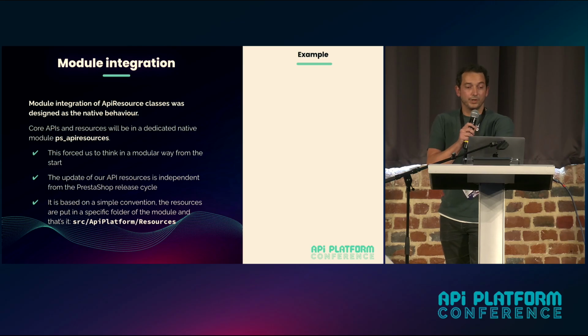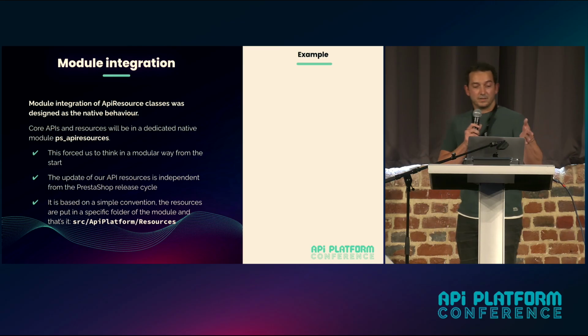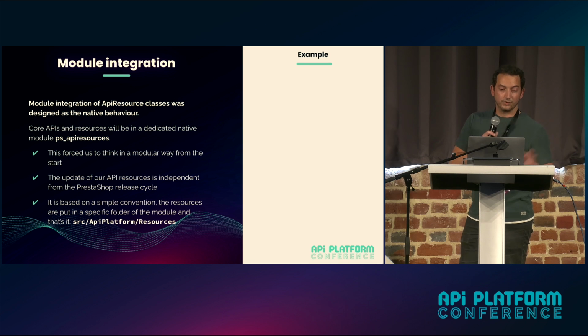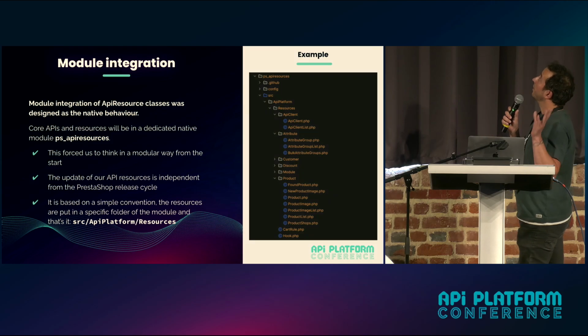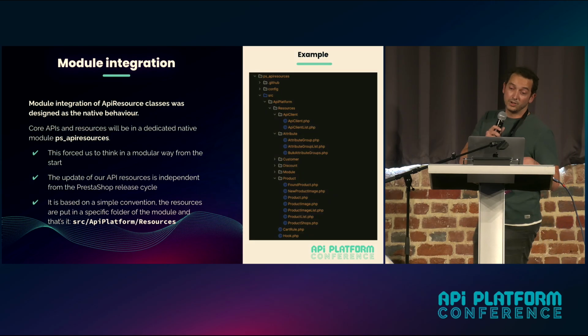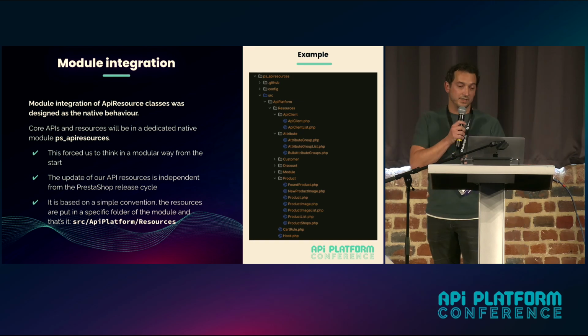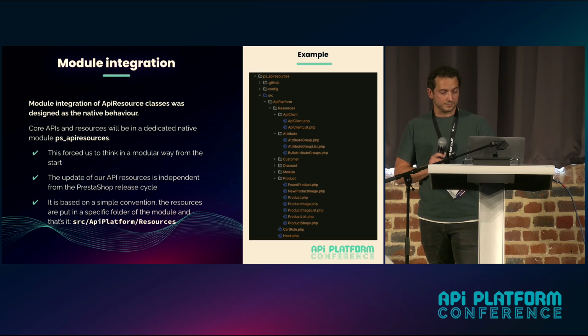And it is based on a very simple convention. You just need to respect this module folder structure, so src/ApiPlatform/Resources. Here you can see an example. As long as your files are in this folder, we automatically loop through all the modules that have this folder, and it's automatically appended to the configuration.